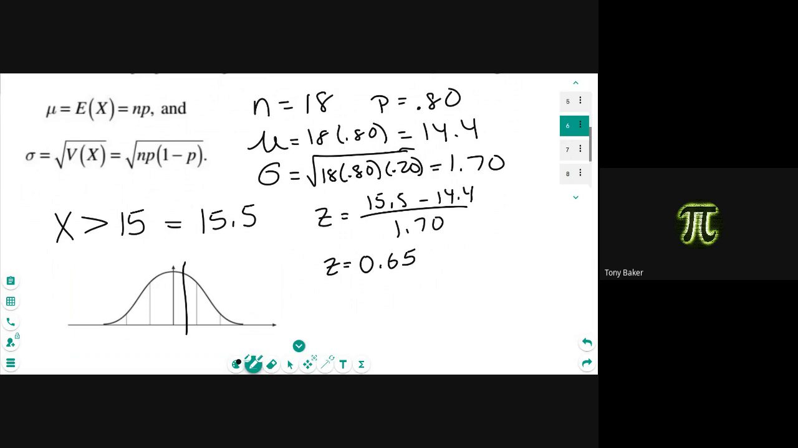So I'm here and I wanted greater than it, right? So I went over there. If I look up my z-score of 0.65, that's that side, correct? I want the other side. So subtract it from 1, which gives 0.2578. And that's the probability that somebody's going to get bumped. So there's about a 26% chance that somebody's going to get bumped.